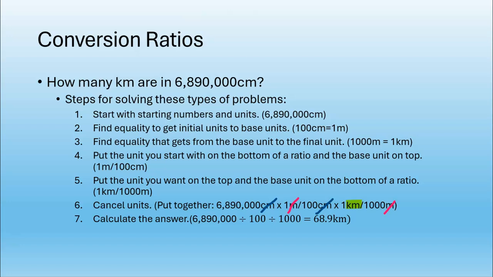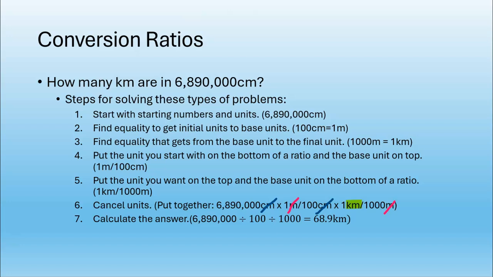And then find the equality that gets from the base unit to your final unit. We know that 1,000 meters is 1 kilometer. And then you're going to put the units you start with on the bottom of the ratio and the base unit on the top for the first step. And then if you're not ending with meters, you'd put the unit you want on top and the base unit on the bottom so that that cancels. And then you'd be able to cancel units.